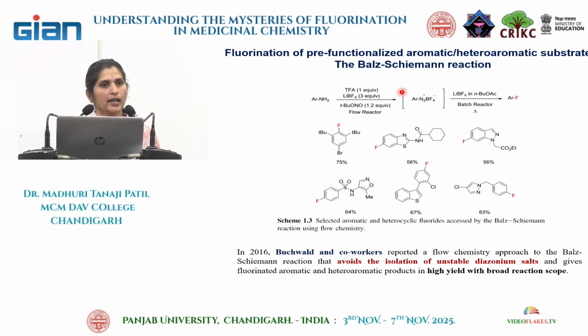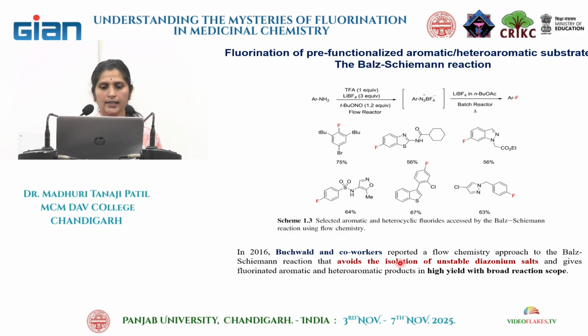So first I will talk about fluorination of compounds which are aromatic in nature, okay, and these are pre-functionalized aromatic compounds. In this case you can convert an aromatic amine to the corresponding diazo compound, and initially the Balz-Schiemann reaction was used for this purpose. This diazo compound was isolated, and then by nucleophilic displacement we can get aryl fluoride. Okay, so you can see there are so many compounds where fluorine has been introduced.